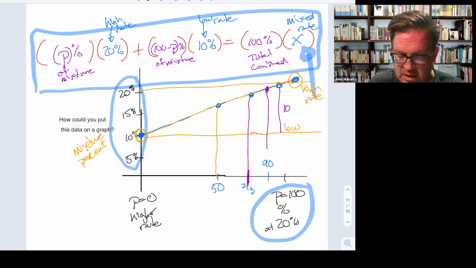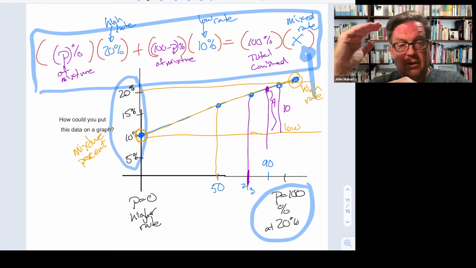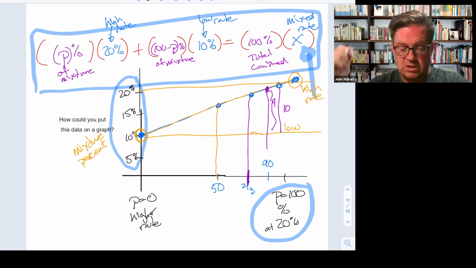If this is 10, then that 90% is just 9. If the difference between the low and the high is 10, 90% of the way up is up 9 above the low value, which is 19. If that makes sense, great. If it doesn't, that's okay.